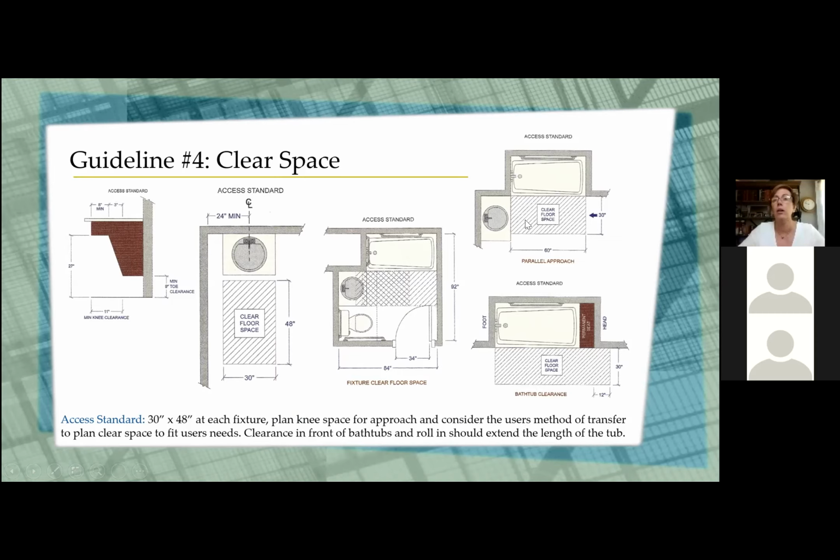For the tub over here, you can see the space that they're looking for is 60 by 30. And if we've got a bench here, they extend it a little bit longer so that we've got another 12 inches towards the end of the tub. And that's where the overlap space comes in the middle.